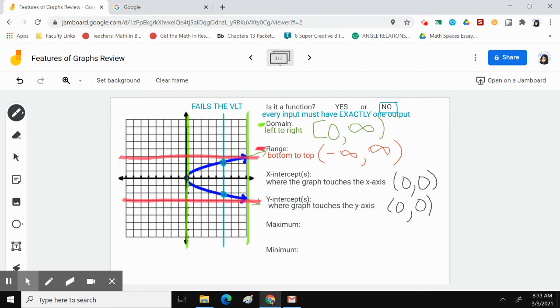Okay. For this graph, I can't determine a maximum value because it goes on forever. There is no max. For this graph, I can't determine a minimum value because it goes on forever in the negative direction.